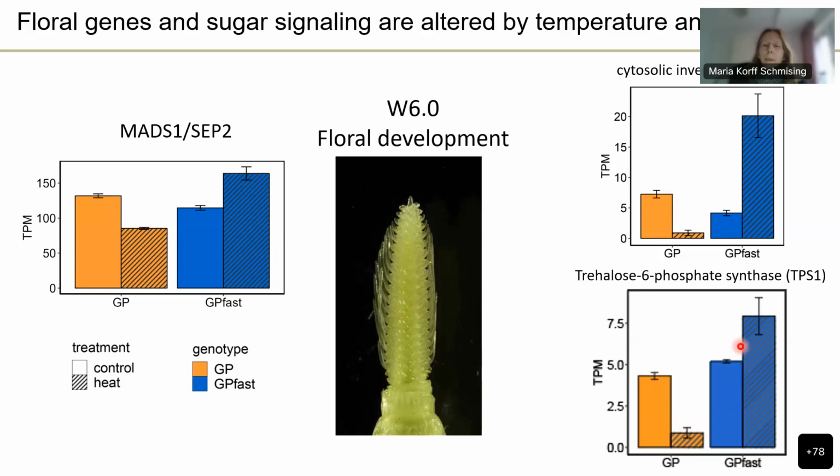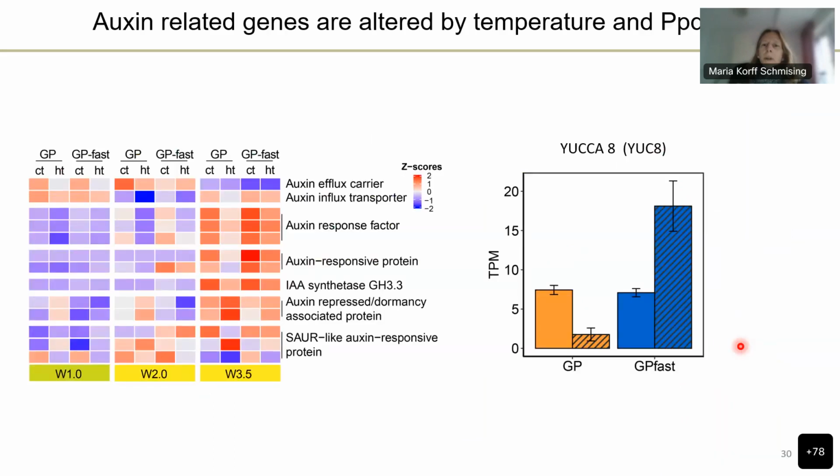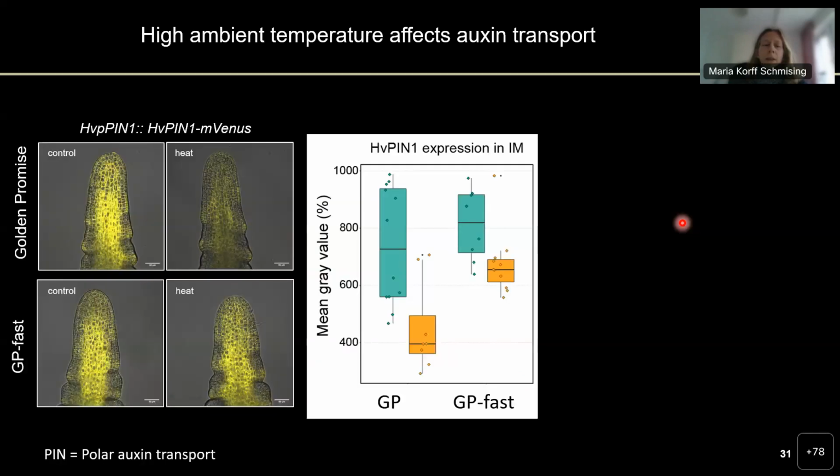at this stage. And in addition, there were a number of auxin-related genes, which we see here, a number of these that were specifically regulated in a very similar manner, so downregulated in Golden Promise and upregulated in Golden Promise fast. And we started to explore this a bit further by using reporter lines, and this is what you see here. So this is a reporter line PIN1, which is important for polar auxin transport. And we crossed this line, so we have this line in the background of Golden Promise and Golden Promise fast, and imaged that under control and high ambient temperature conditions.